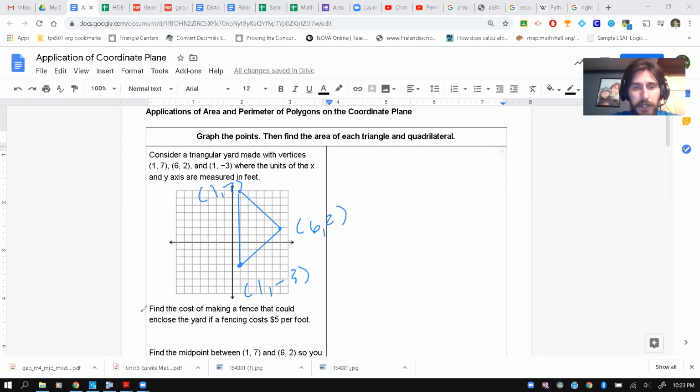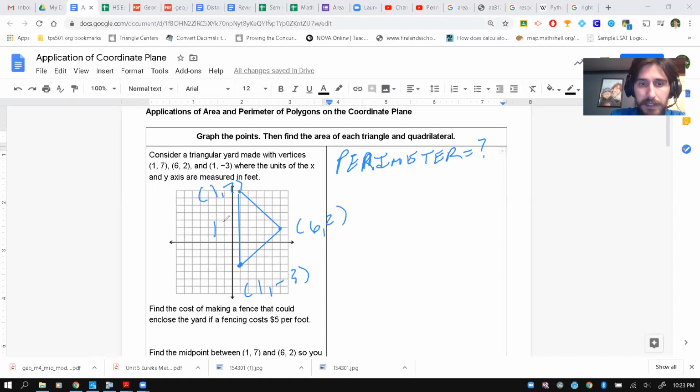The first question that we're going to ask is to find the cost of what it would be to make a fence around this yard if fencing costs $5 per foot. So in order to do that, what we would need to find is the length around the yard, or basically, what we're asked to find is the perimeter of this shape. And if you watch the video at the start of this series, that should be something that you can do. To review, to find the perimeter, I'm going to need to find the length of all 3 sides and then add them together.